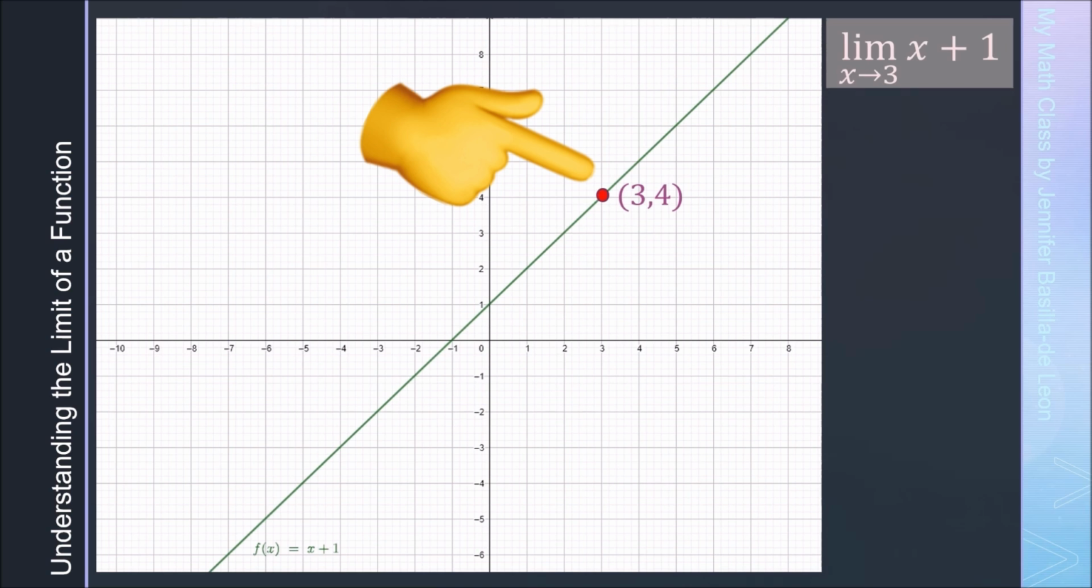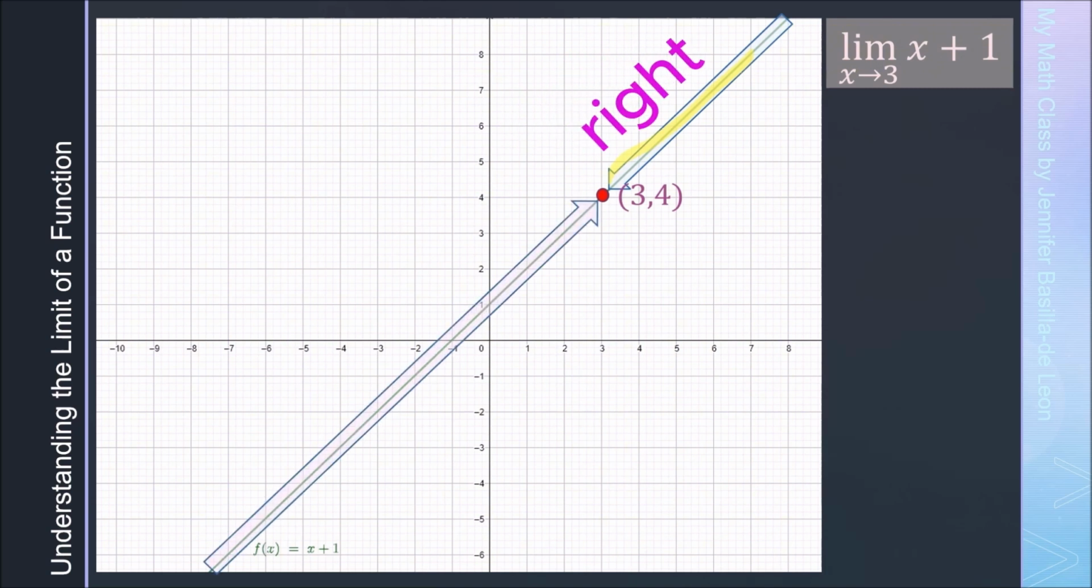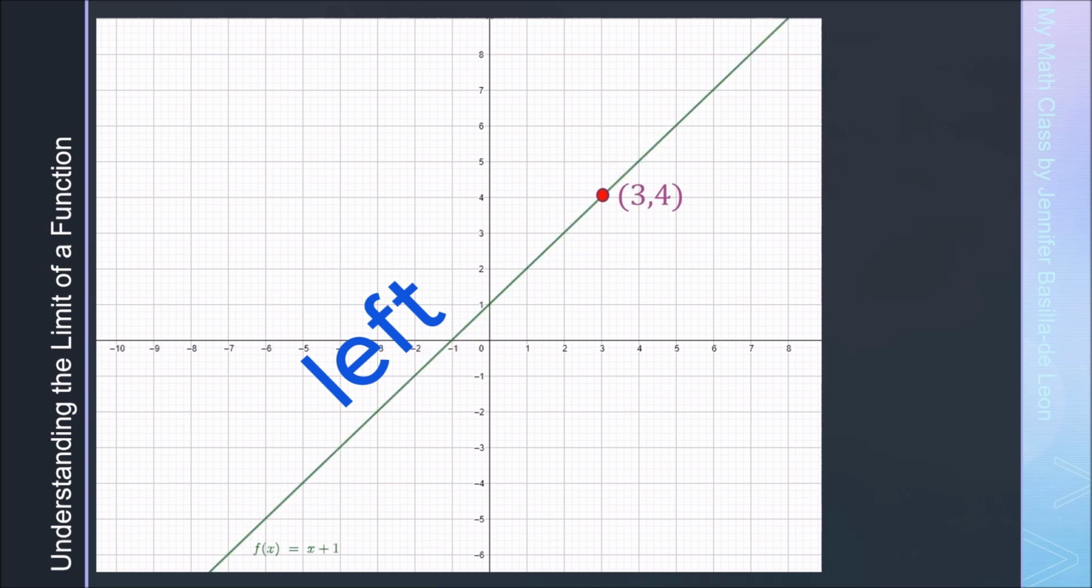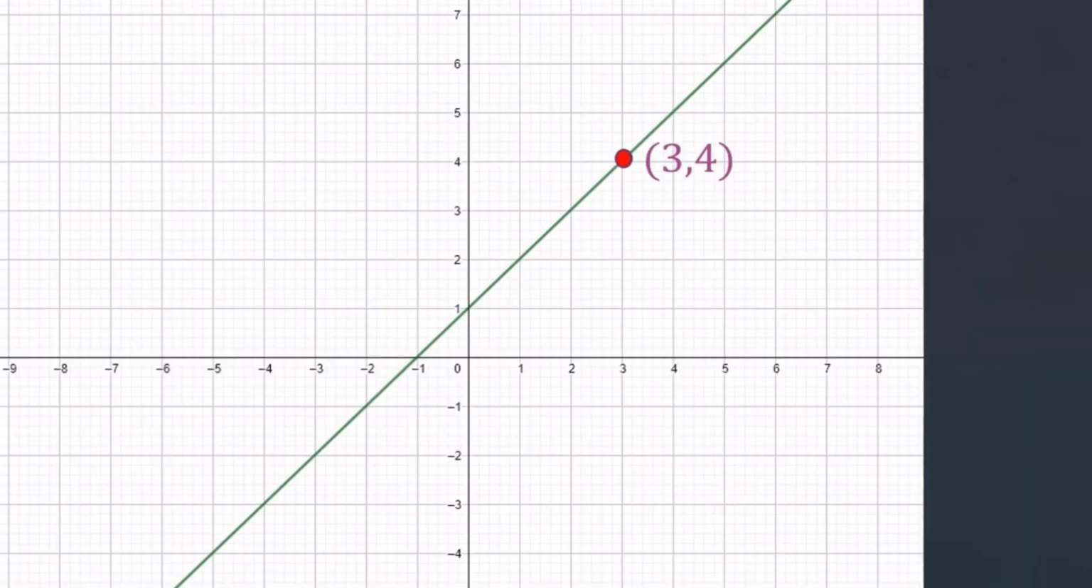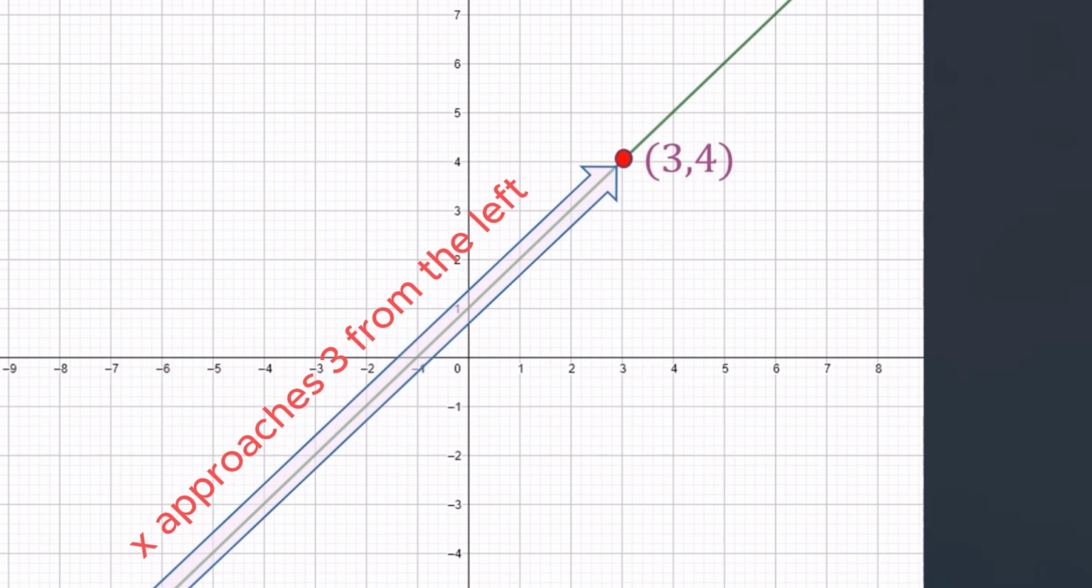The right portion and the other as the left portion. Take note that we can start from the left or from the right in approaching x equals 3. Take a look at the arrow as x approaches 3 from the left. The function f(x) approaches 4.